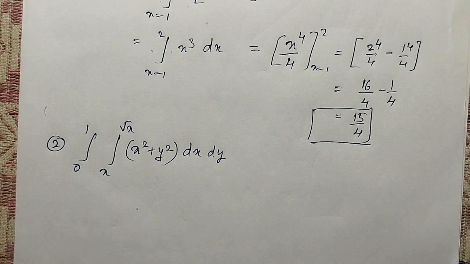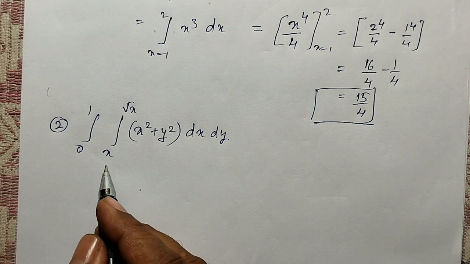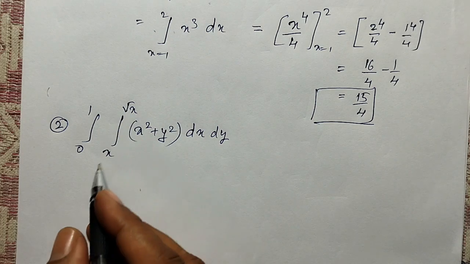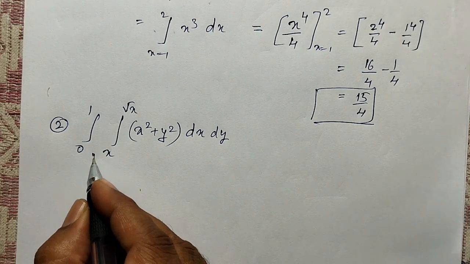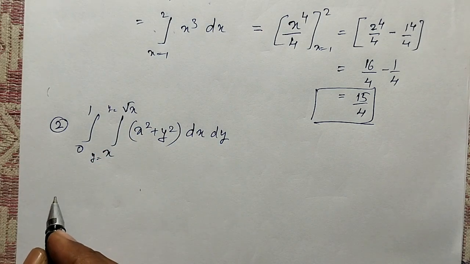Now you have to understand from the given problem with respect to what we have to integrate first. x to root x is given. Therefore, indirectly what they have given here is y equal to x to y equal to root x. First you have to integrate the function type.